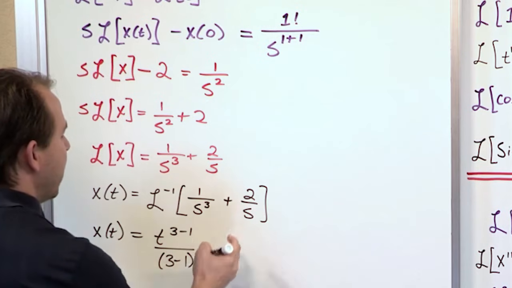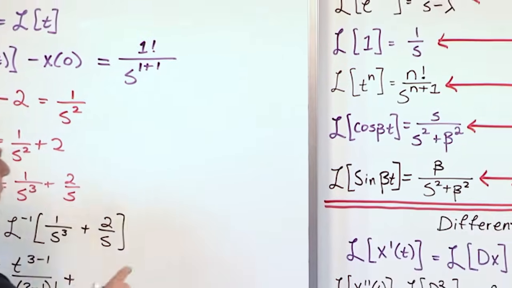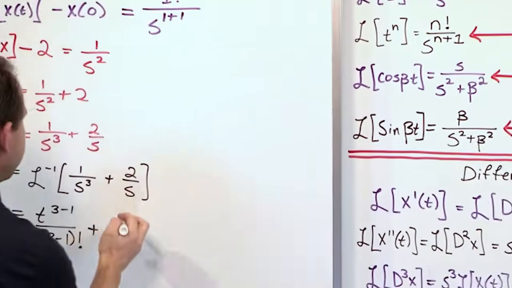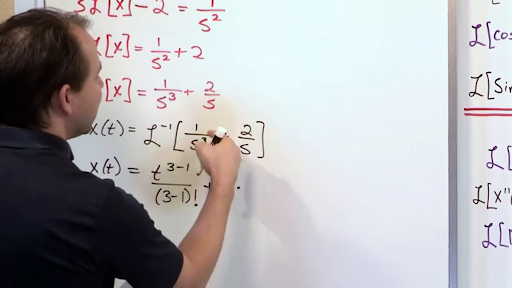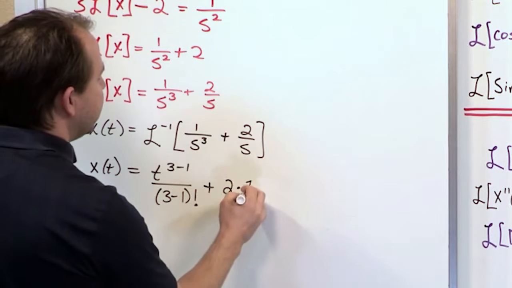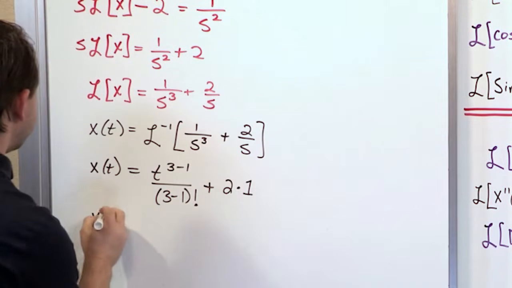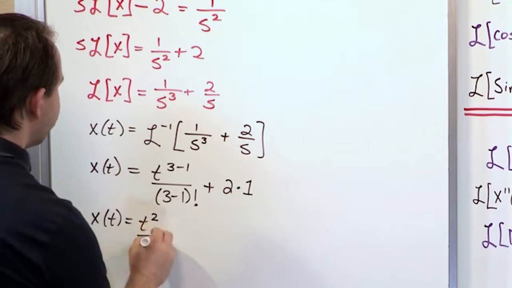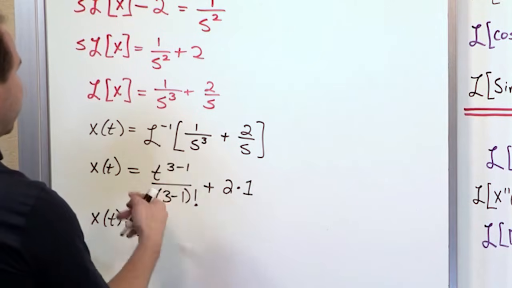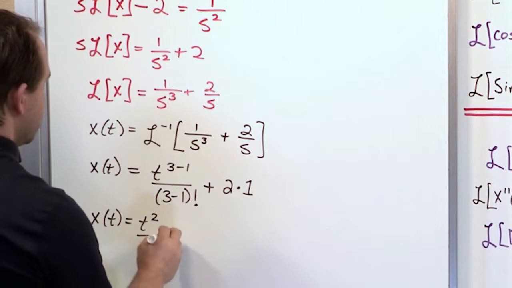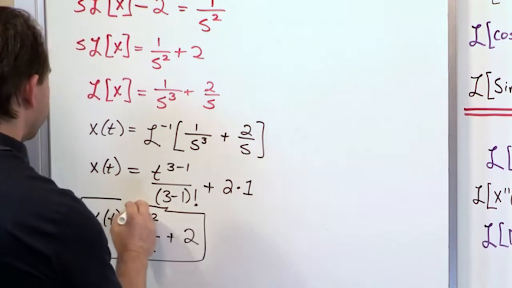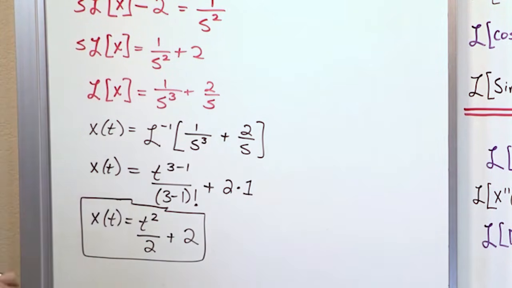And then here we have 2 over s. I think you probably realize that when we inverse transform 1 over s, we just get 1. So the 2 comes out, and the inverse transform of 1 over s gives us 1. So x of t is t squared over, here we have 3 minus 1 is 2, 2 factorial is still 2, plus 2. This is the answer to the differential equation. t squared over 2 plus 2, that's the answer.